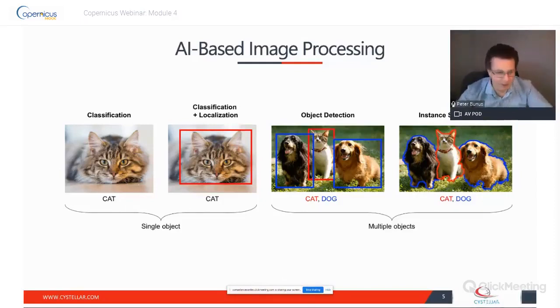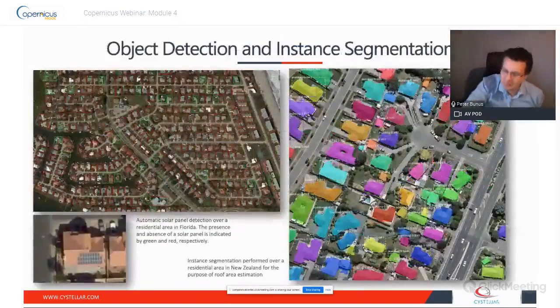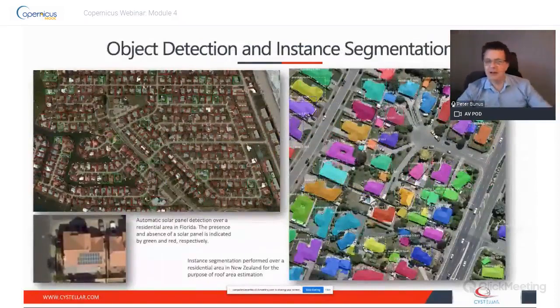Now, obviously we cannot detect cats and dogs from satellite imagery, but we do have the possibility of detecting other types of objects, as I mentioned to you before. The first picture here shows an example in which we are automatically detecting all the solar panels over a residential area in Florida. As you can see, we are just providing the bounding box, because we are interested in whether this house has a solar panel or not, right?